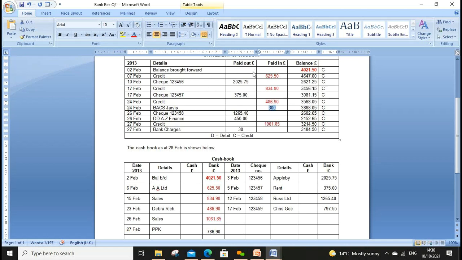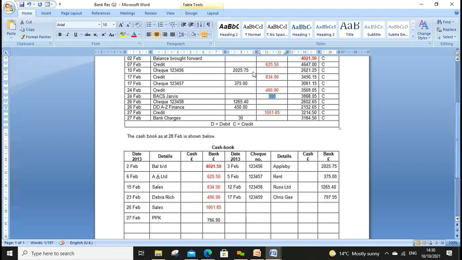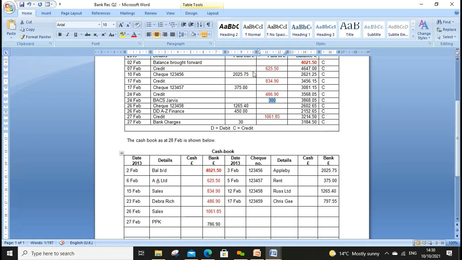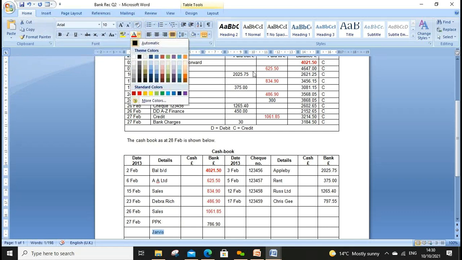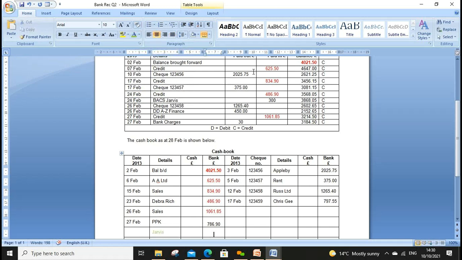Then you will see this Jarvis does not match, 300. There is no Jarvis in the cash book, but the bank did credit Jarvis, so I need to add it here in my cash book. It's better to use different colors. So Jarvis, and the money is £300. In the bank it was credited, but in the cash book there is no record of it. You can use a different color for this, which wasn't matched.